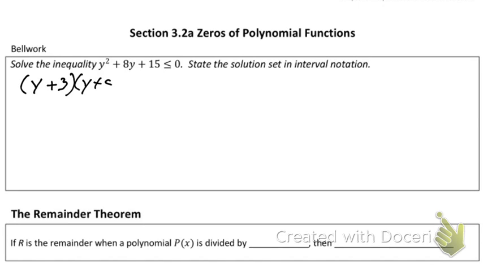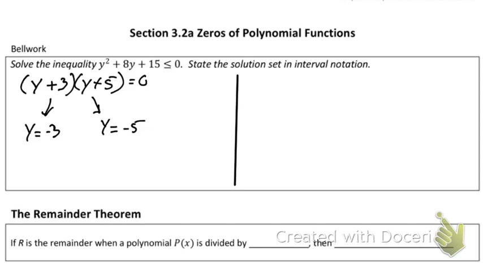times y plus 5 equals 0. So that means my y either equals negative 3 or my y equals negative 5. Since I flipped it, I changed it to y squared. My y is now my input, so I'd put that on the x-axis just like we would do anything else. We're all in the negative direction, so I'm going to do something like that.